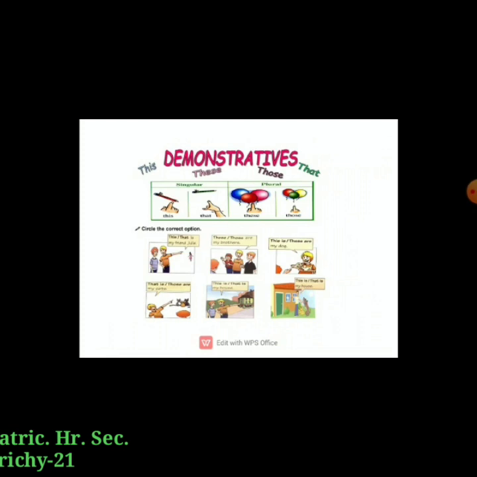For example, here, this pencil, this is my pencil, that is my pencil. So next, those, plural: these are mine, those are mine. So these are for plural only. Some things very near to us, so we can use these. If there is some distance, then we can use those.